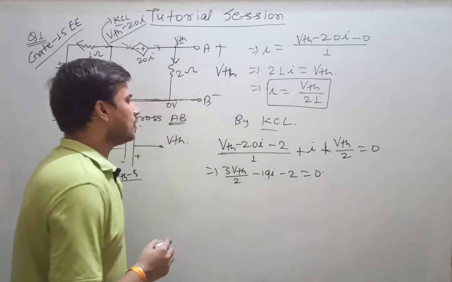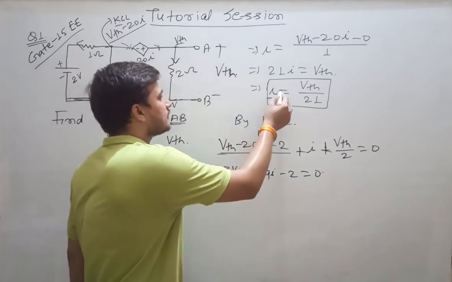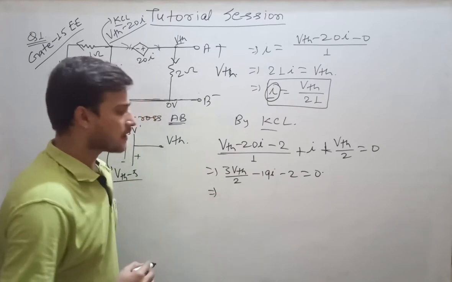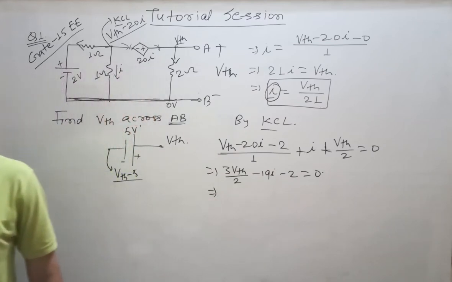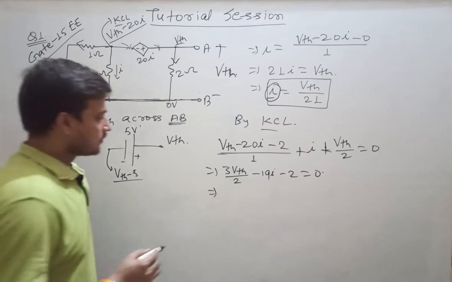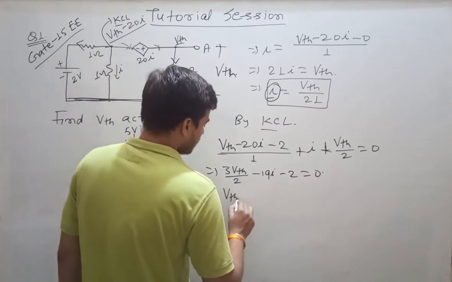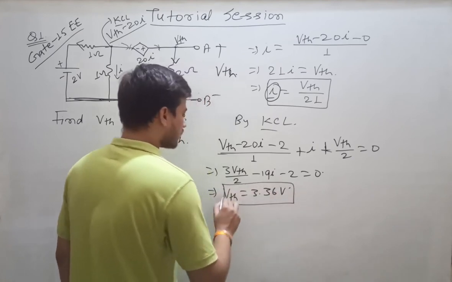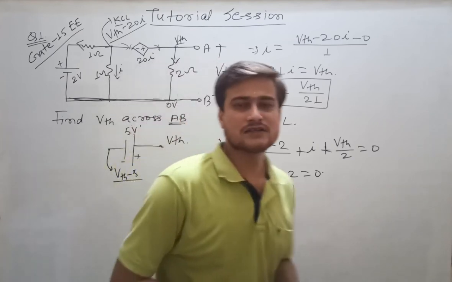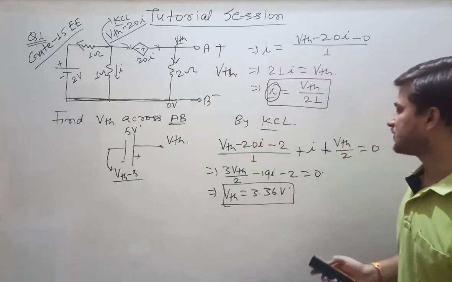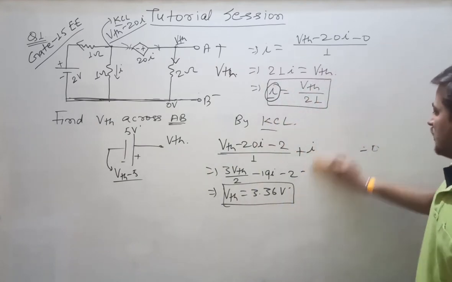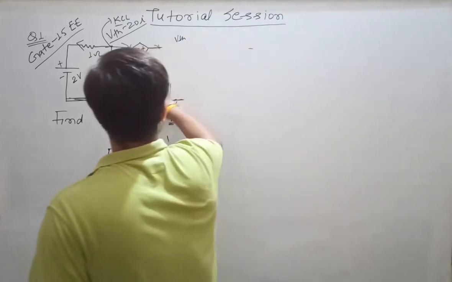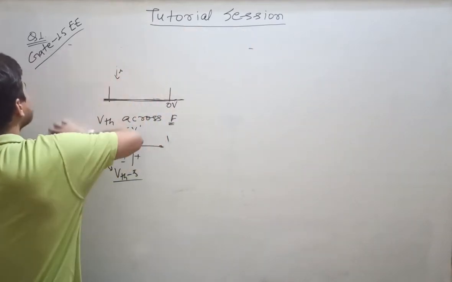Now what do you have to do? We have to put I equal to VTH divided by 21, and from here if you work it out, then your answer will be VTH equal to 3.36 volt. This is the answer of the first question asked in GATE 2015 Electrical Engineering. Clear? Let us discuss another problem, because this topic requires practice.